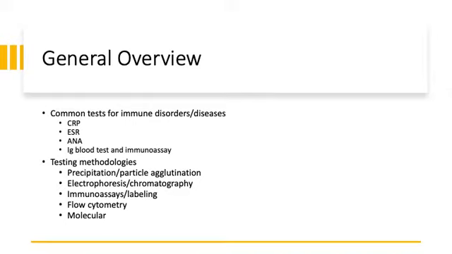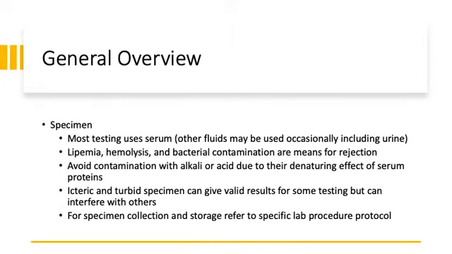The methodologies of these tests can include precipitation, particle agglutination, electrophoresis or chromatography, immunoassays that may use labels, flow cytometry, and molecular methods. The specimen used in immunologic and serologic tests will usually be serum, although other fluids may be used, such as urine, for HCG testing.